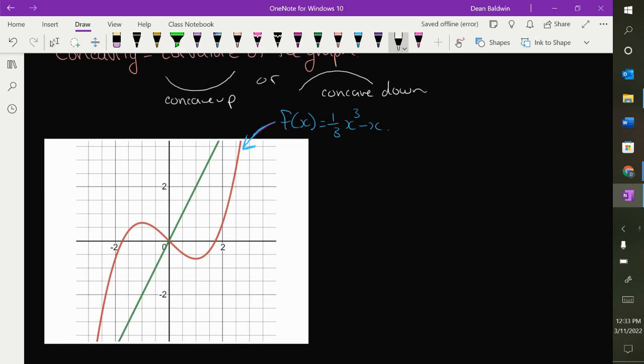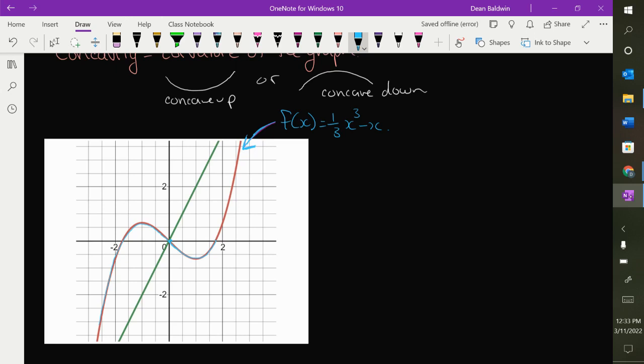What that looks like in practice on a graph: the red graph here is our function, 1/3 x cubed minus x. If you look at it and we're analyzing the curvature, you can see this part of the graph is curving down. At this point right here, it switches, and now we are curving up. The graph is facing up.